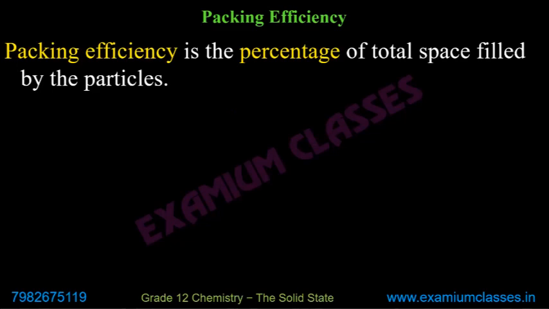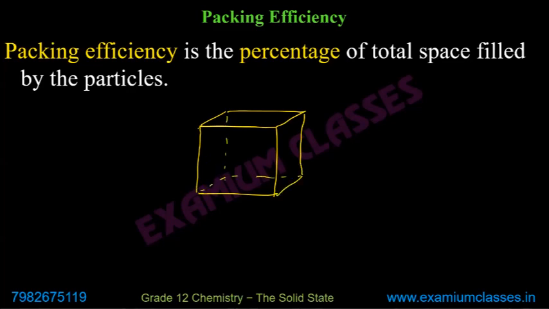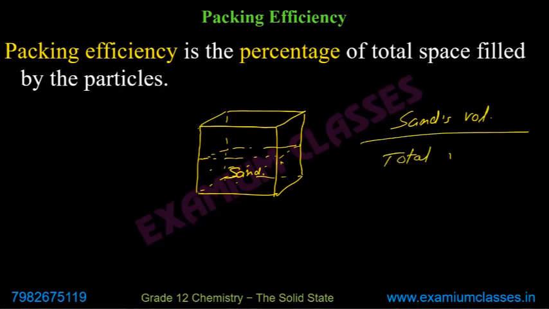Now packing efficiency. Packing efficiency is a very easy concept. Suppose you have a carton or any vessel, etc. And this is half packed. Means half of its volume is filled with sand. So we will say it is 50% packed because packing will be how much is sand's volume divided by total volume, and then we will multiply it by 100 if we want percentage.